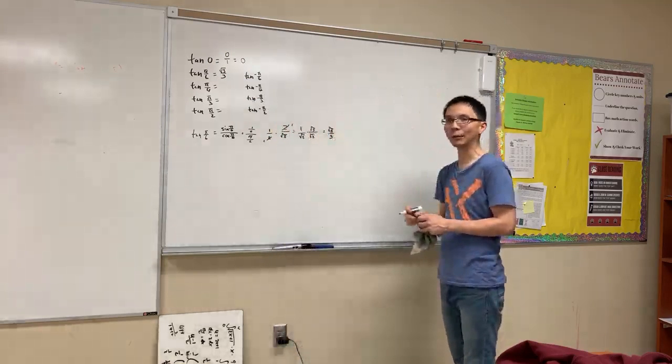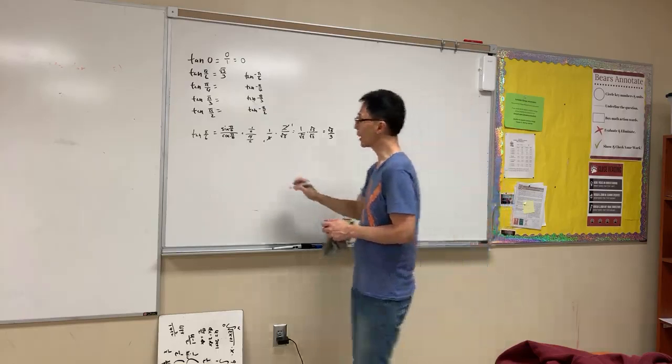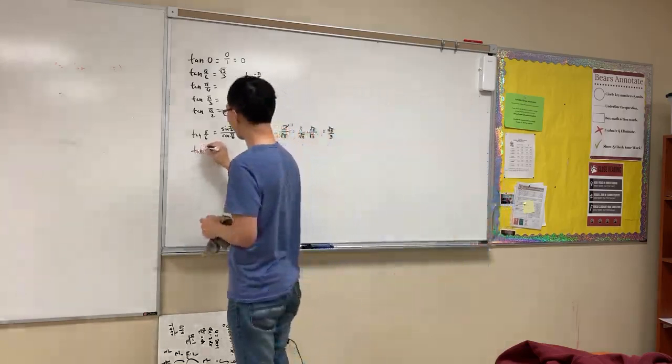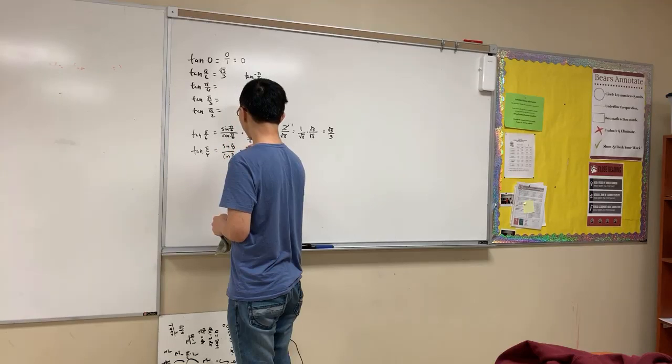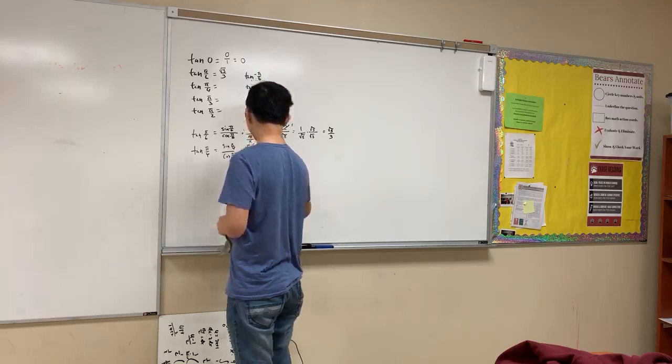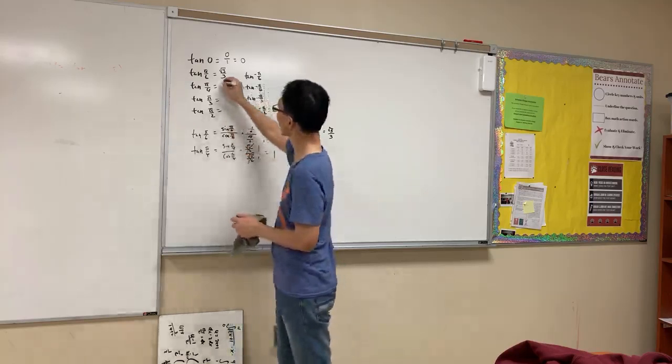So what's tangent of pi over 4? That's the easy one. 1. Tangent of pi over 4 is equal to sine of pi over 4 over cosine of pi over 4, which is square root of 2 over 2 over square root of 2 over 2. Exactly alike. So that's 1 here.